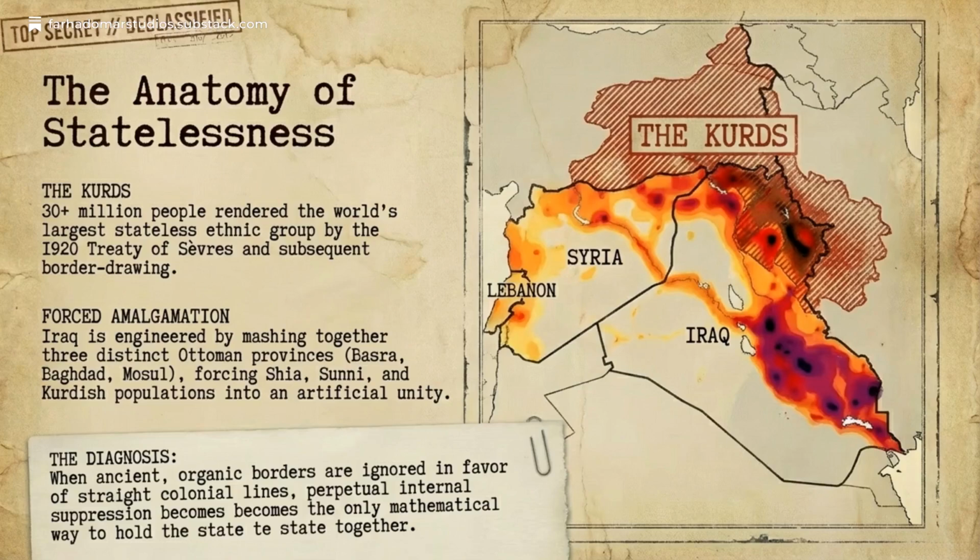The anatomy of statelessness is evident in the plight of the Kurds, rendered the world's largest stateless ethnic group by the 1920 Treaty of Sèvres. Iraq was engineered by amalgamating disparate Ottoman provinces, forcing diverse populations into an artificial unity. Perpetual internal suppression became the only way to hold these states together.